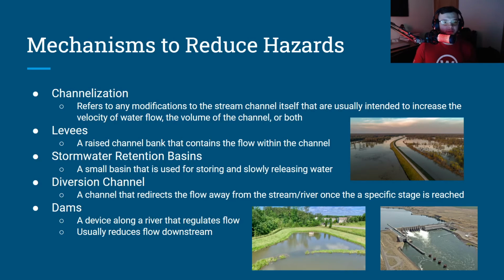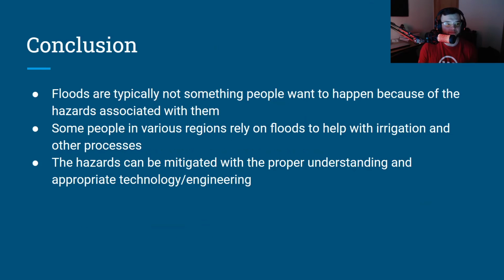And then we have actual mechanisms that are used to reduce the hazards of floods. Channelization is essentially what I just mentioned, because those are the modifications of the velocity, the area, or the actual flow. Levees are raised channel banks that contain the flow within the channel. Stormwater retention basins are small basins that are used for storing and slowly releasing water. Diversion channels are exactly what they sound like. They divert the river once a specific stream stage is reached. And then dams are placed along rivers to regulate flow or to reduce the flow of the river downstream.